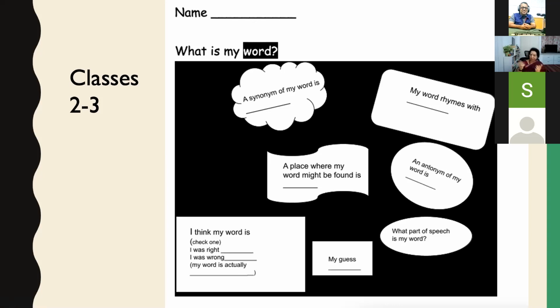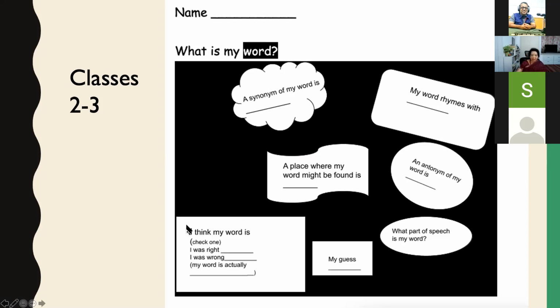You might find other ways of doing it. And now a place where the word might be found. So you tell them you can find this word here, you can find this word there. And what part of speech is my word? So you tell them, this is the part of speech. Now the guess. So they guess the word and they write it.